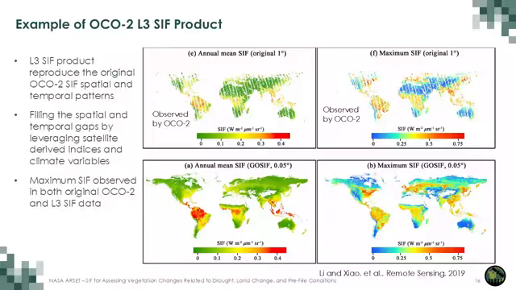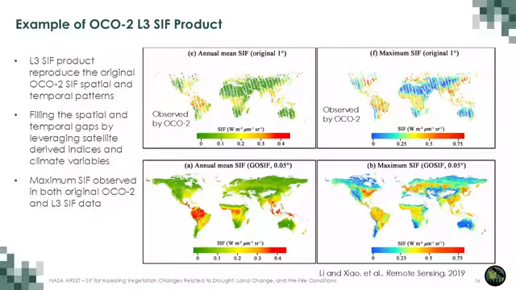And this shows an example of an OCO-2 level 3 product and also the corresponding level 2 product, so we can see the difference between the level 2 and the level 3 product. On the top is the annual mean SIF at 1 degree resolution, and on the right is the maximum SIF also at 1 degree resolution, while the bottom 2 panels show the corresponding level 3 products at 0.05 degree resolution.